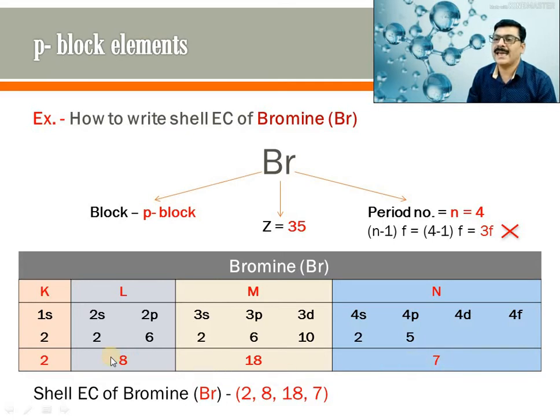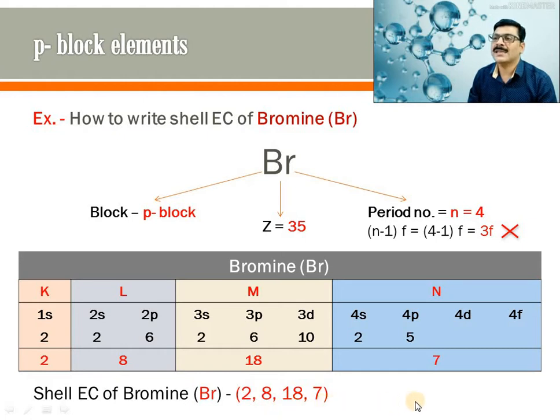So the shell electronic configuration of bromine is: the first shell contains 2 electrons, the second shell contains 8 electrons, then 18, and the last one is 7. So the shell electronic configuration of bromine is 2, 8, 18, 7.